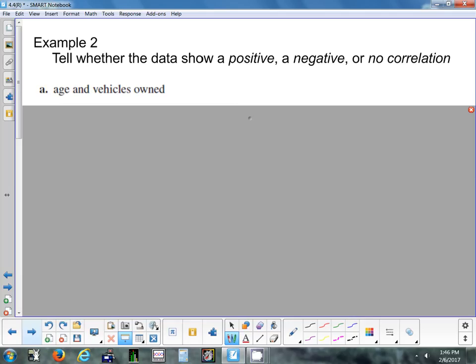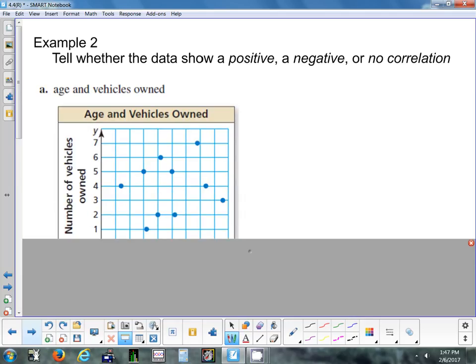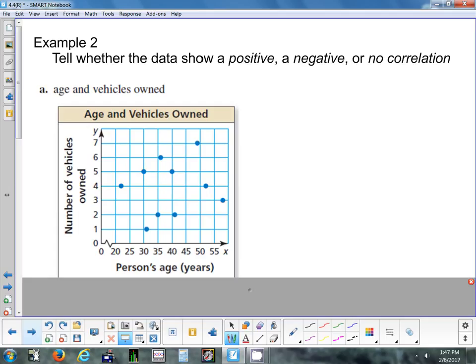But do you think that older people always have owned more cars than younger people? Nope. Maybe not, right? Maybe they've only had a couple cars all their life, or maybe if they don't drive or they take public transportation, they might not even have a car, right? So there might not necessarily be a connection between how old you are and how many cars you've owned.